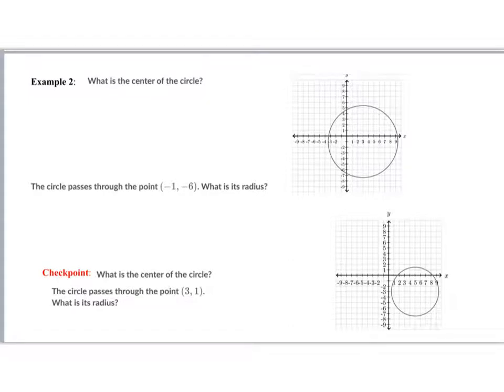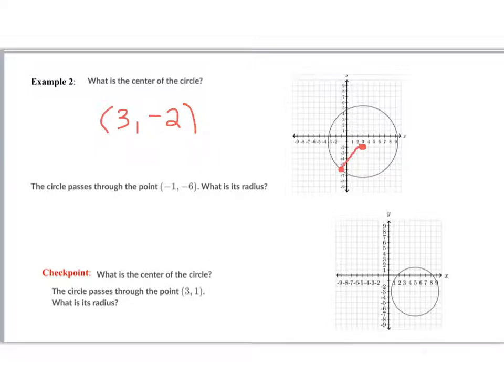Okay, so what is the center of this circle? All you're going to do is just estimate where it's at. So it kind of looks like it's at (3, -2) right there. So (3, -2). And of course we could find out if that's true just by finding the radius and making sure the radius is the same from that point to any point on the circle. Now it says that it passes through the point (-1, -6). So it passes through this point. It wants to know what the radius is.